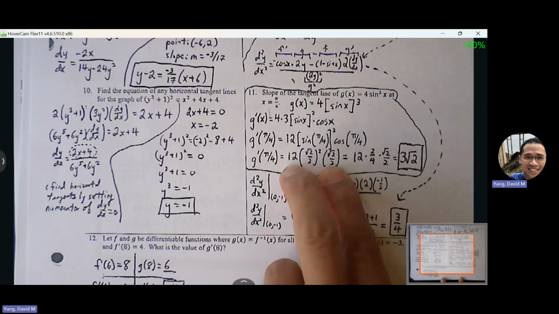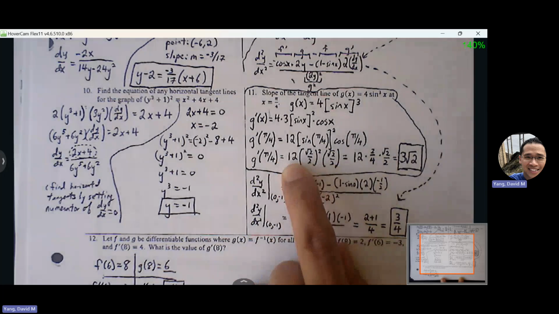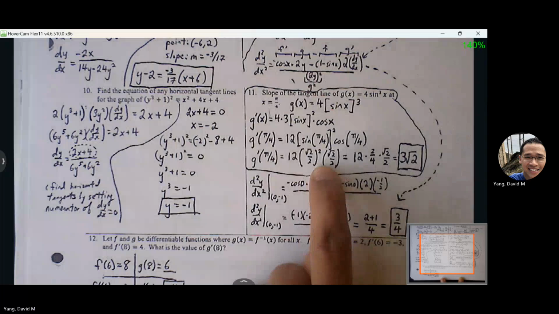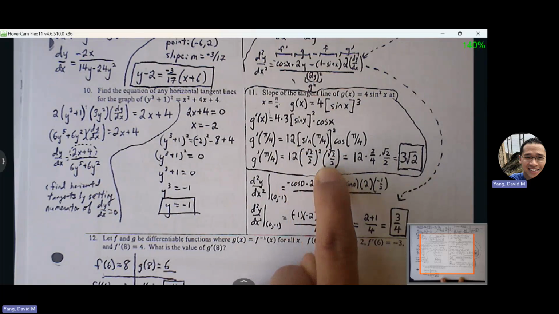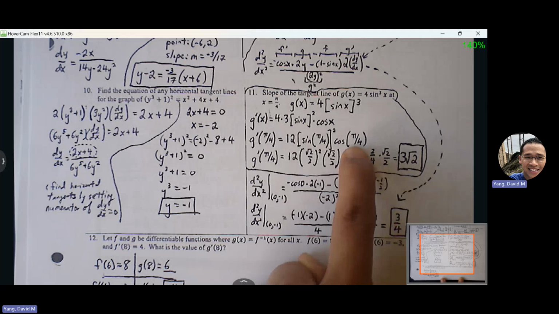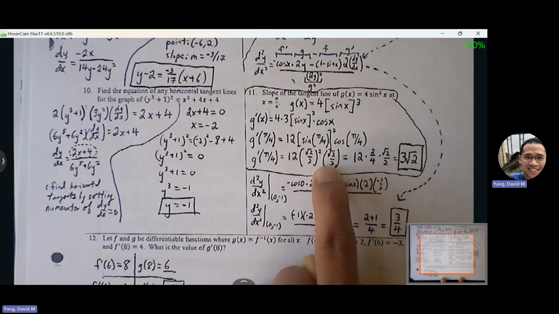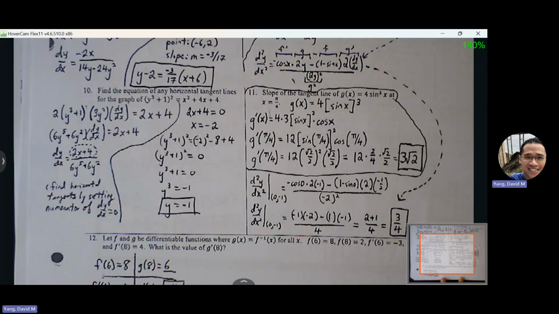Once you're down to these fractional values, you can stop. This is good enough on the AP exam. But if you leave it as cosine of pi over 4, sine of pi over 4, that's not far enough. You have to get it down to a unit circle value before you can stop.